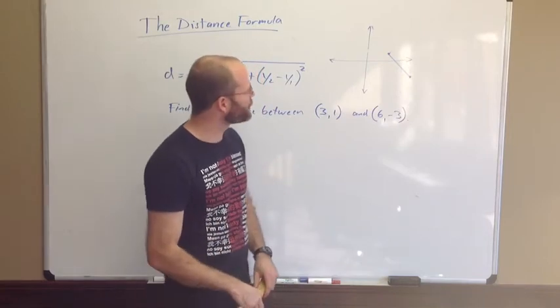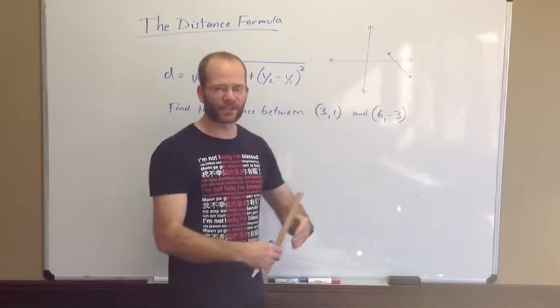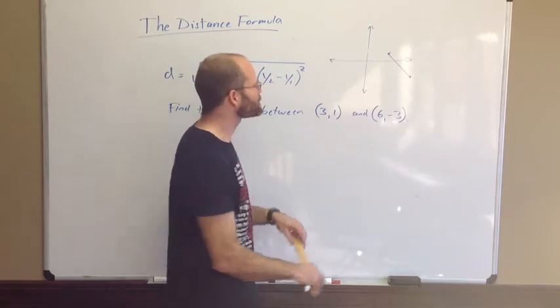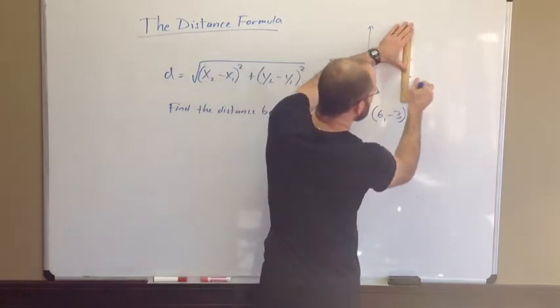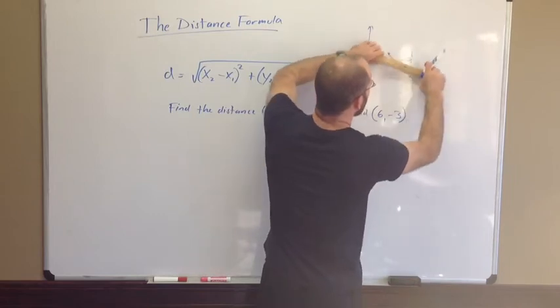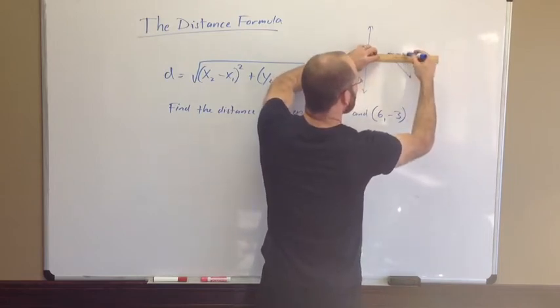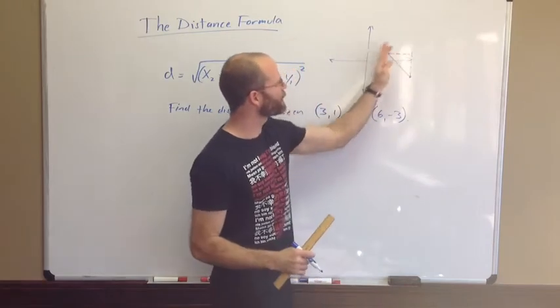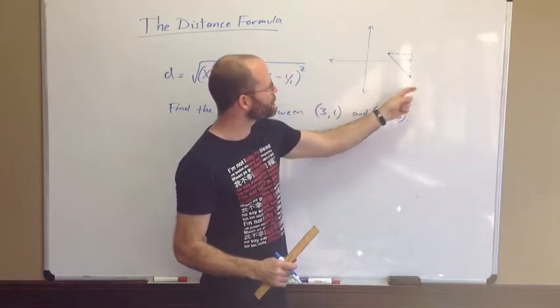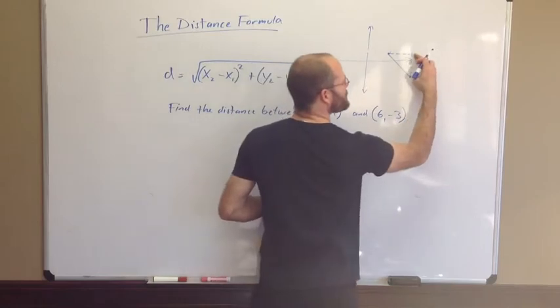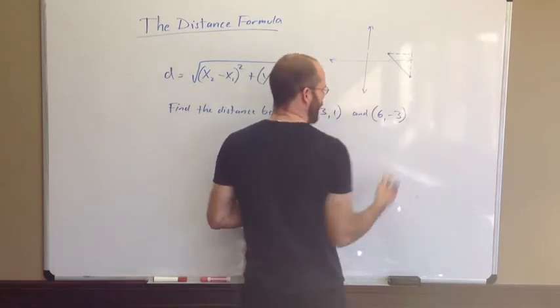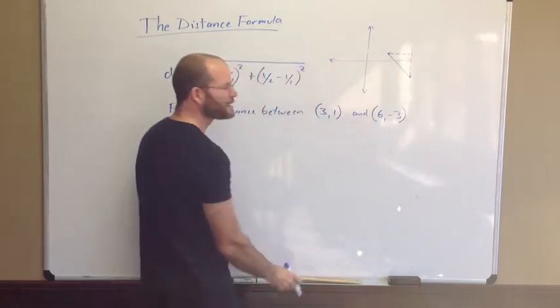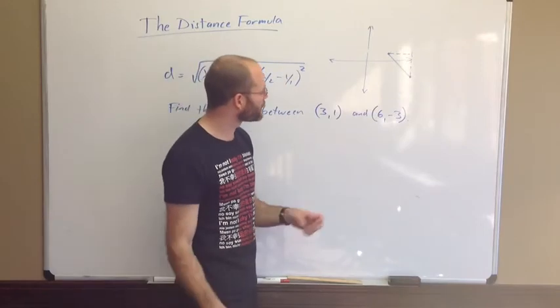One of the things that's important to note is that if I wanted to talk about just the horizontal distance between them, I could easily do that. That horizontal distance would be this distance right here. That's actually the change in my x values. How far left and right am I going? And the vertical distance would be this distance right here. And we could actually find those pretty easily just using the rules we've already learned.